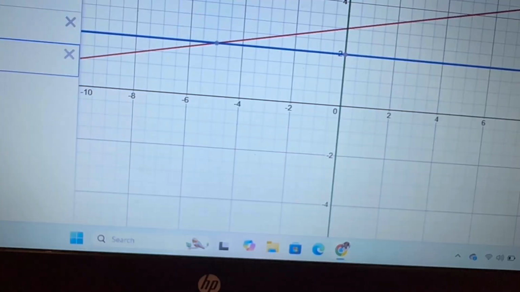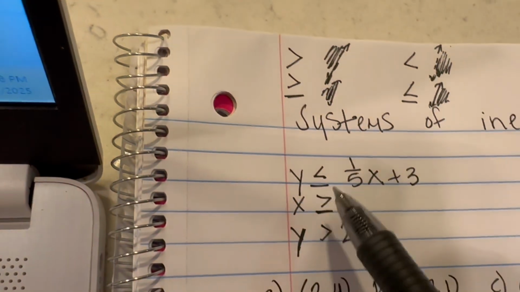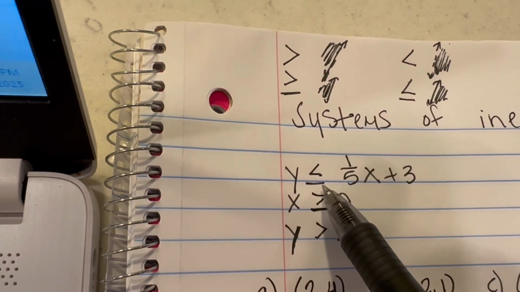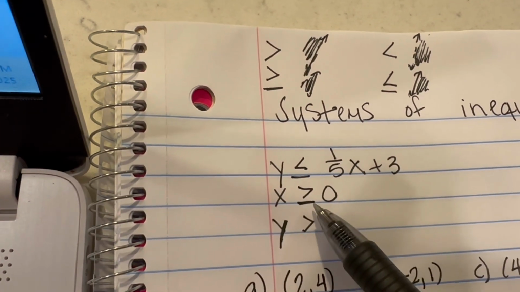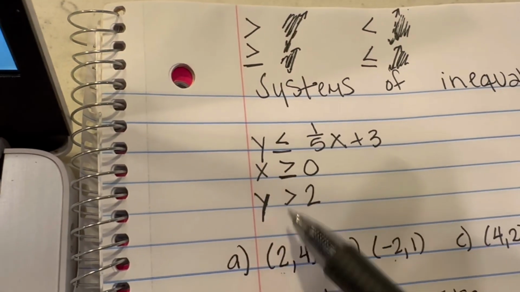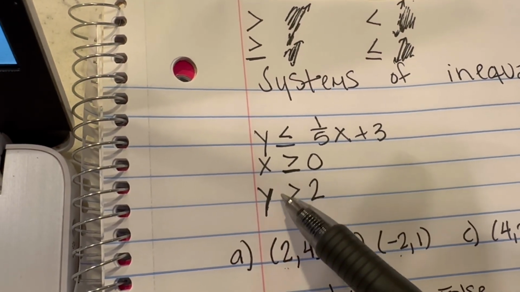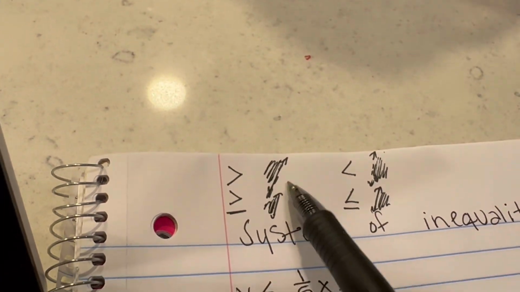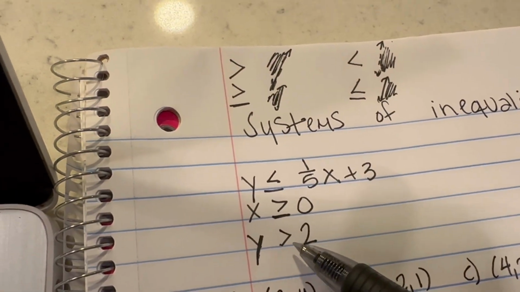Now ask yourself, is the red one solid or dashed? You see a solid line underneath, so it is a solid line. For x equals 0, there is a solid line underneath, so the line is also solid. Why? For the third, there's no solid line underneath the inequality symbol, so it's dashed. So the third one is dashed.